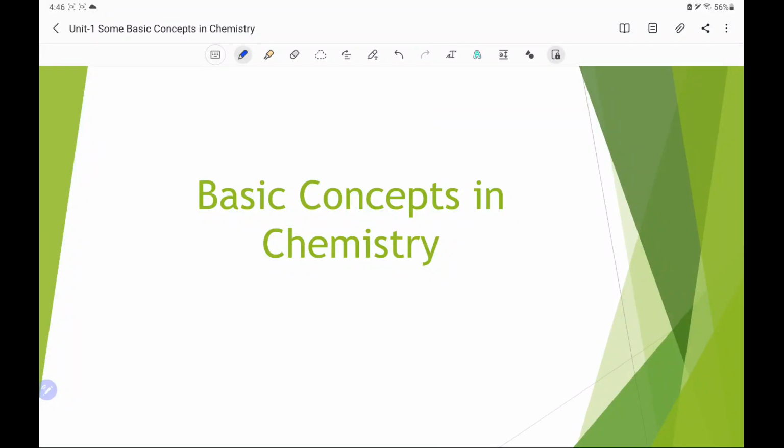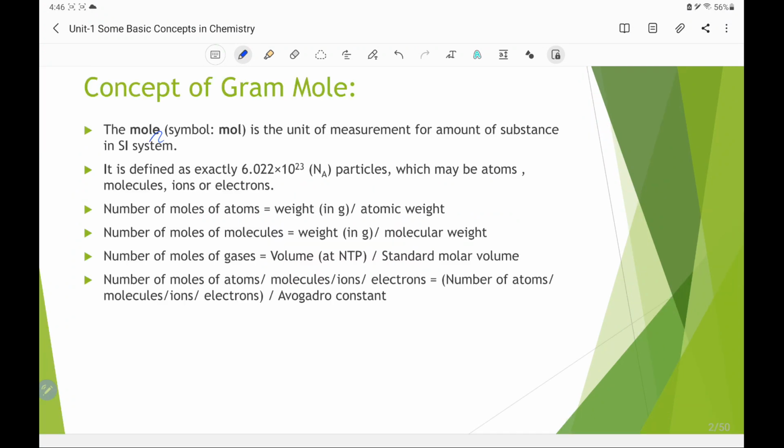We are starting the first chapter of chemistry, that is Basic Concepts, and in it we will first take the mole concept. Mole is the unit for measurement of amount of substance, and in symbolic form it is written as mol. It is the unit which contains 6.022 × 10^23 particles. These particles may be atoms, molecules, ions, or electrons.